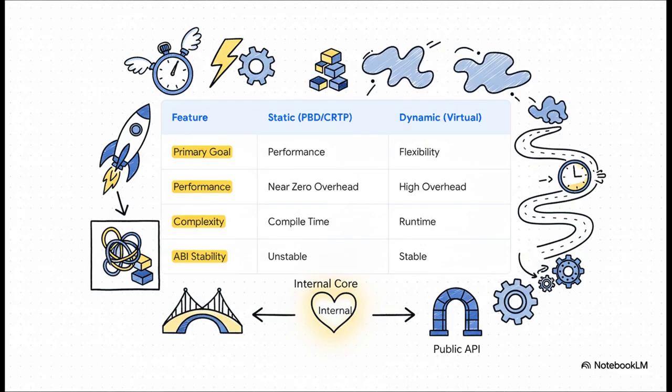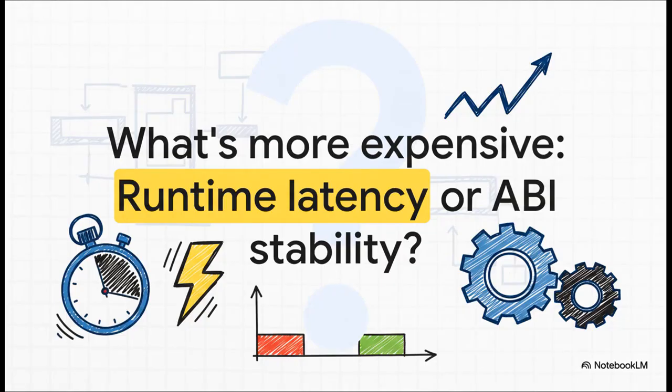So the mandate is clear. Use static patterns for the performance-critical internal core of your system, but for your public, stable API boundaries, you stick with dynamic polymorphism. So the next time you're starting a project, ask yourself this simple question. What's the more expensive problem for me to have, unpredictable runtime latency, or the headache of maintaining long-term ABI stability? By making that choice consciously, you're not just writing fast code, you're engineering a system that's robust, maintainable, and truly built to scale.